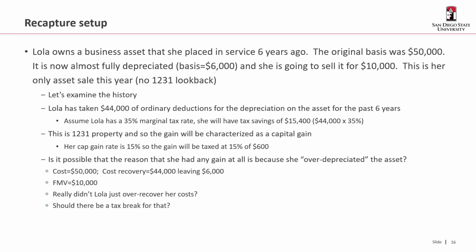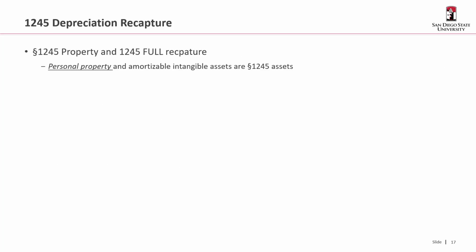Should there be a tax break for that? Because that is exactly what has happened. She's taken that deduction at 35%, and then the gain comes back around at only 15%. Again, this is something the IRS simply is not comfortable with. So the next code section is code section 1245, or sometimes called 1245 full recapture.